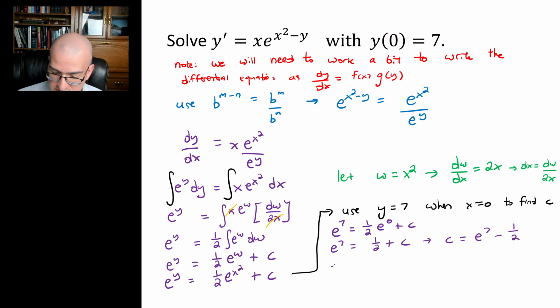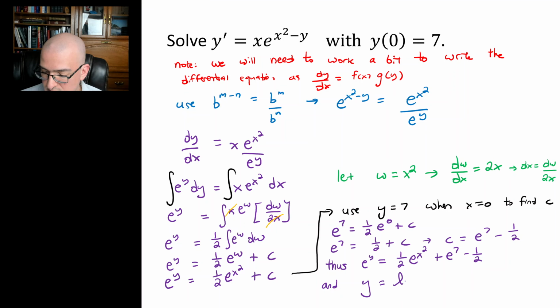Thus, we're almost there. e to the y is equal to 1/2 e to the x squared plus e to the 7 minus 1/2. And our last step, to get y all by itself, we can take a ln on both sides. And y is equal to the ln of 1/2 e to the x squared plus e to the 7 minus 1/2.